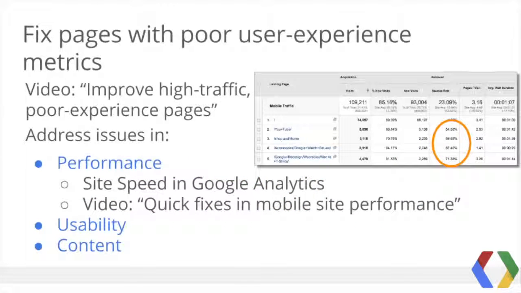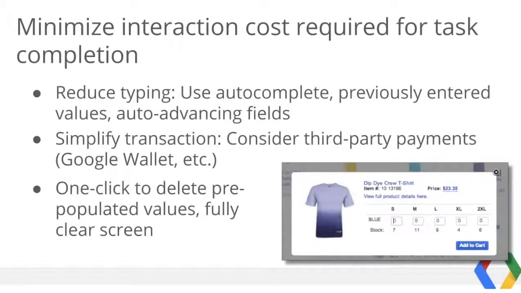Fixing pages with poor user experience metrics was actually filmed as a separate video. If you are unable to watch it, areas to focus for improvement are performance, usability, and content. Once that's complete, look to minimize the interaction cost required for completion. In other words, create a workflow that reduces typing. Perhaps use autocomplete, previously entered values, or auto-advancing fields. To simplify checkout, you can offer third-party checkout options.